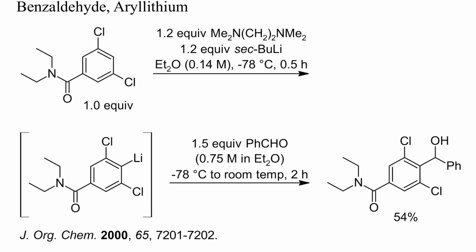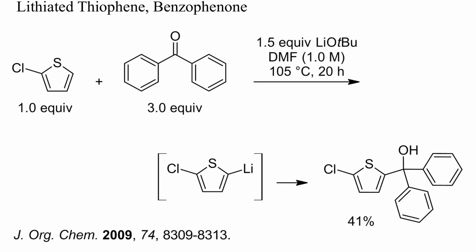Polyhalogenated benzenes are acidic and can be deprotonated by strong bases, either partially or stoichiometrically. Here, a dichlorobenzamide was lithiated with sec-butyllithium and then hydroxyalkylated with benzaldehyde. The reaction had to be conducted at low temperature to prevent the formation of an arene by elimination of lithium chloride. Stoichiometric metalation can sometimes be avoided, though.